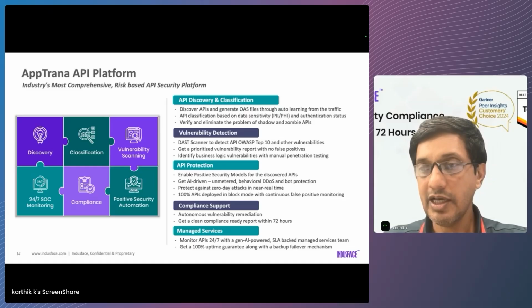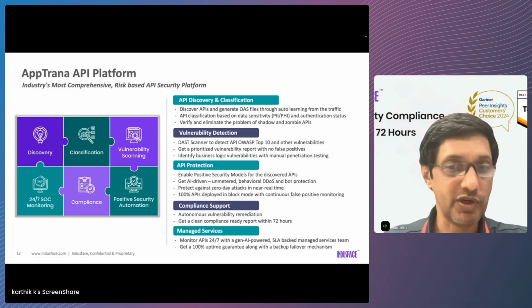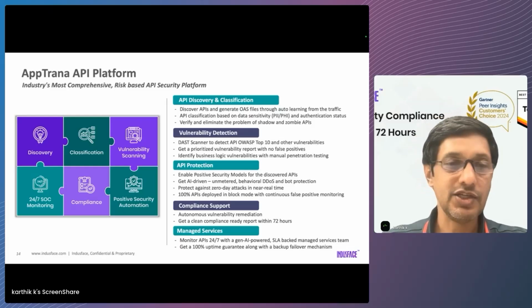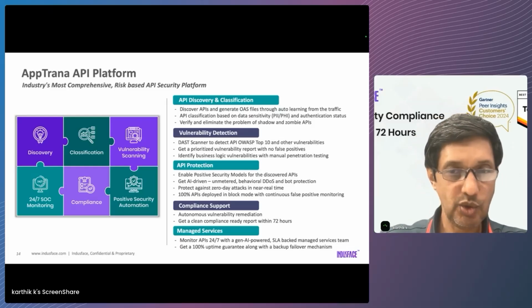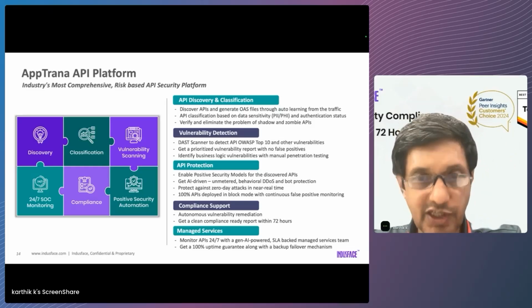The other thing about AppTrana is that it's unmetered for protection, which means for your DDoS attacks and bad traffic, we charge you only for traffic that continues onto your server. The bad traffic that is blocked is not charged.